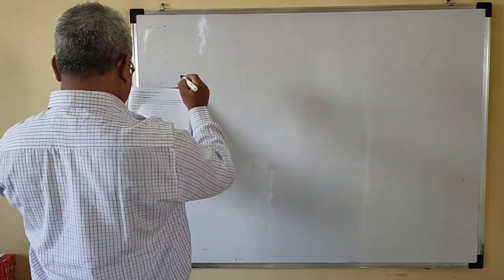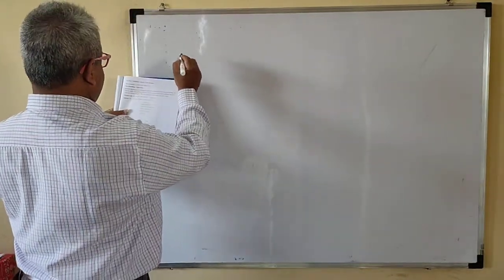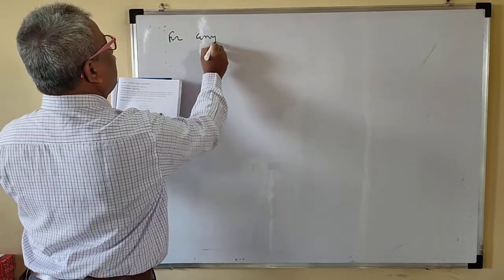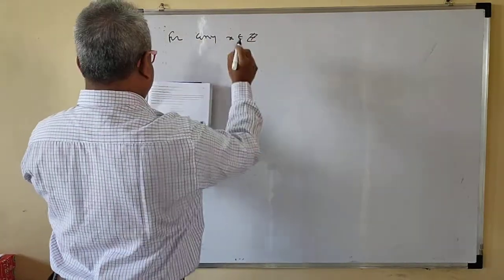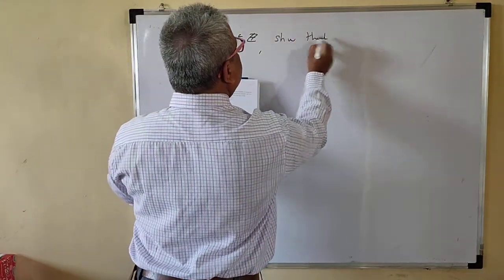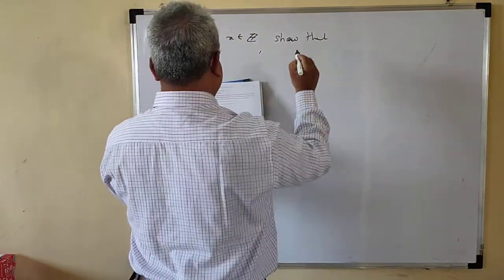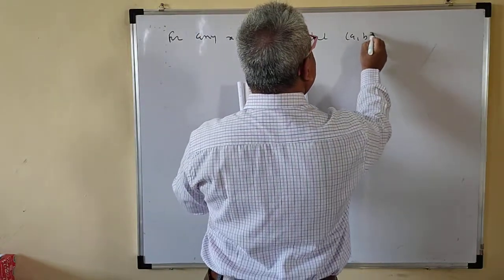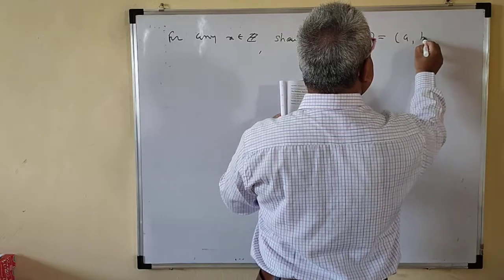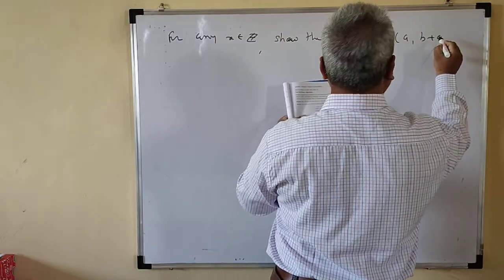Okay. So we do the last one. For any x belongs to Z, show that GCD of (a, b) is equal to GCD of (a, b plus ax).